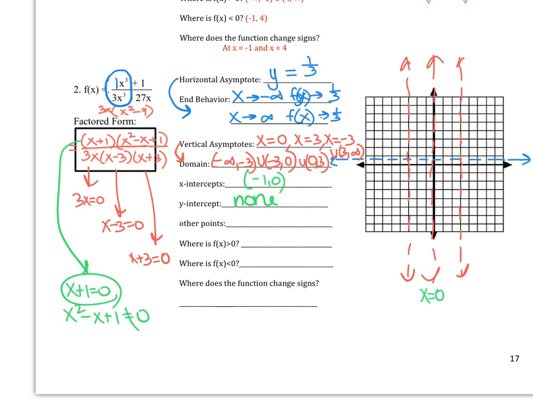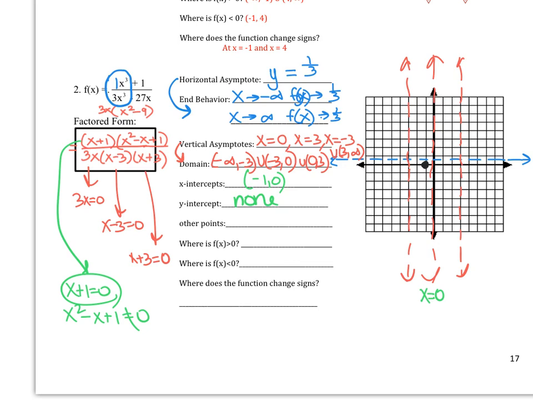Other points. Now, the reason that we have that is kind of to fill in the rest of our graph. So right now we know we have an x-intercept at -1. Okay, we really don't know what's happening in between -3 and 0. We don't know what's happening from 0 to 3. We don't know what's happening from 3 to infinity, or to the left of -3.